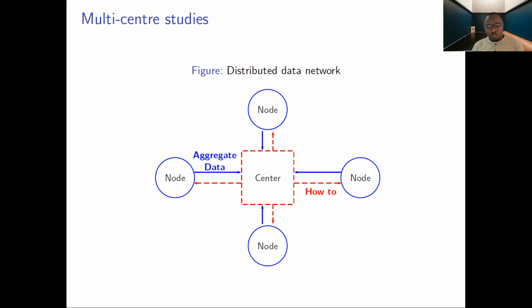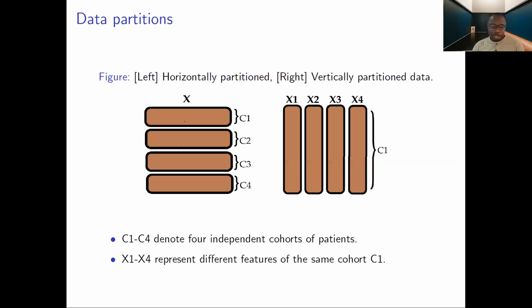Depending on the kind of distributed network that we have, data is typically partitioned into two different formats. One of them could be a horizontally partitioned network. Essentially, that is when we have different cohorts of patients, so this will be cohorts 1 up to 4, and we have the same kind of information collected among the cohorts, right? So this could be different cohorts visiting different hospitals for the same ailment, for example.